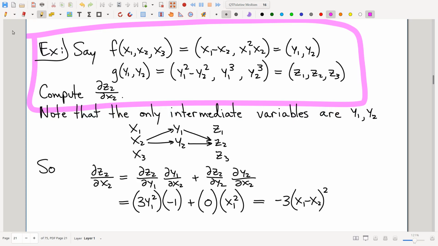By the way, yes, I could take the outputs from the f function and plug them into the g function and turn this into a great big single variable function where z2 is explicitly a function of x2. That would defeat the purpose of the question, right?